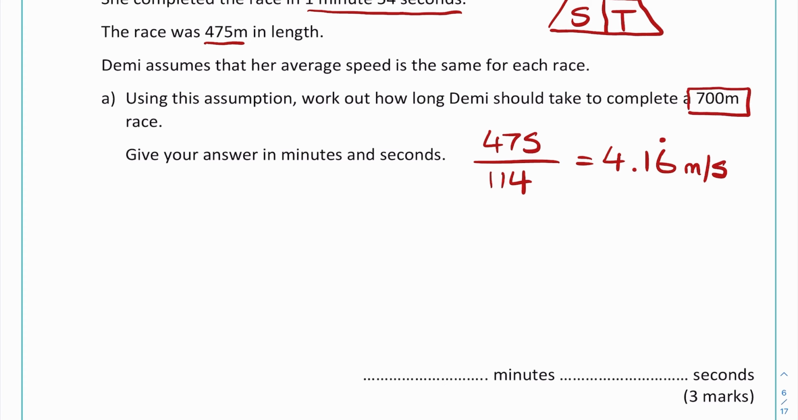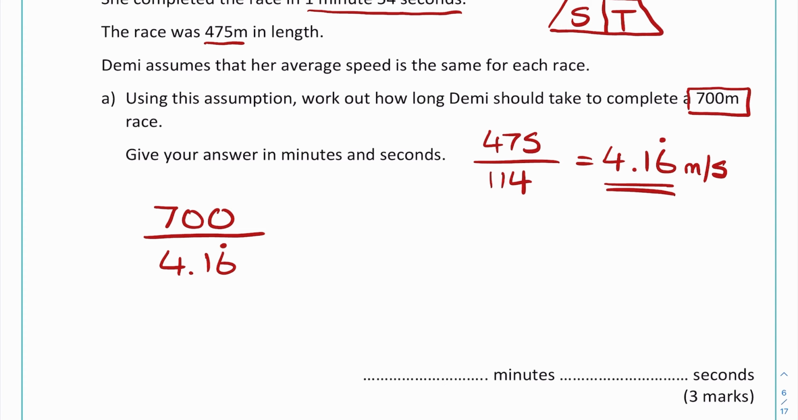So this time we're trying to work out a time. We have a distance, 700 metres, and we have a new speed that we've worked out. So if we do that for the second part, we have 700 metres, and we want to divide that by the 4.16 recurring. You need to be very careful here. You don't want to round that. If we divide that by 4.16, it's going to give us the wrong answer.